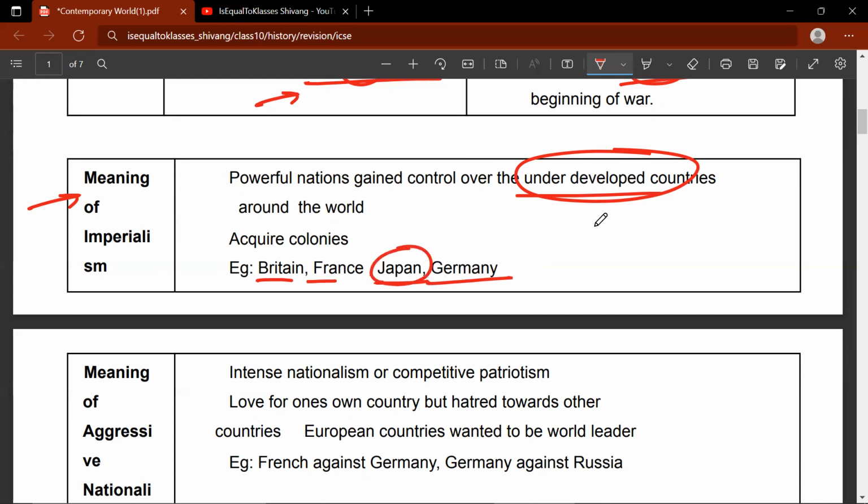Note that Japan was the only Asian colonial power at that time. So there was this talk about European hegemony over the world, that only Europeans could overpower underdeveloped countries, but Japan broke that myth when it conquered the whole of the Korean Peninsula, Manchuria and parts of China.